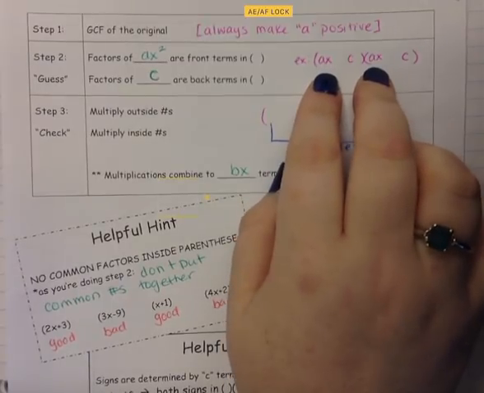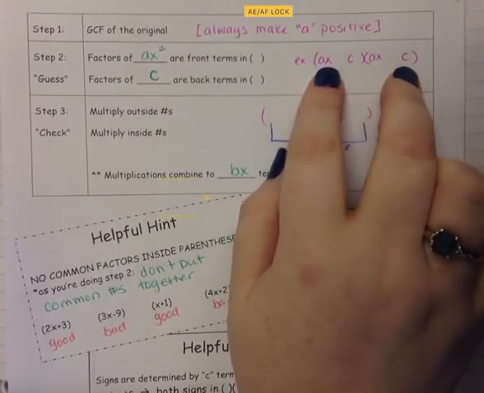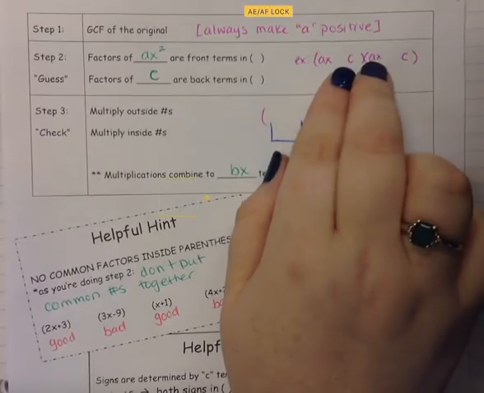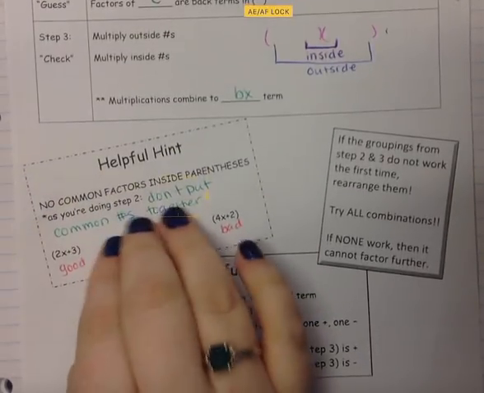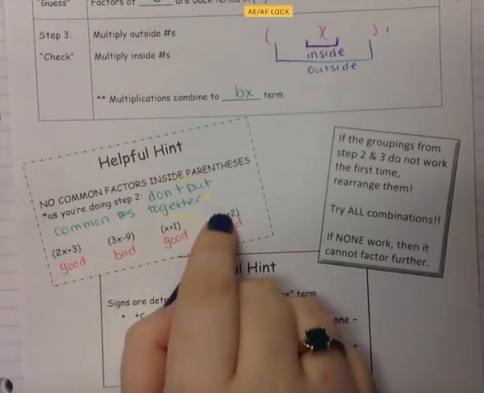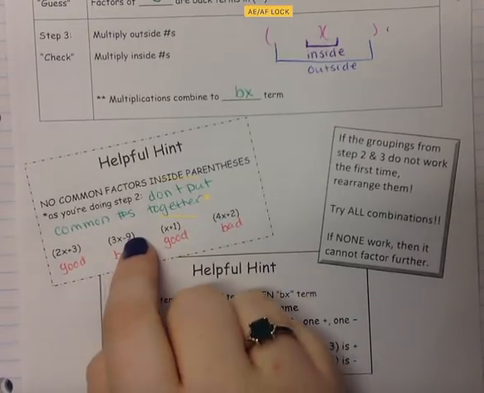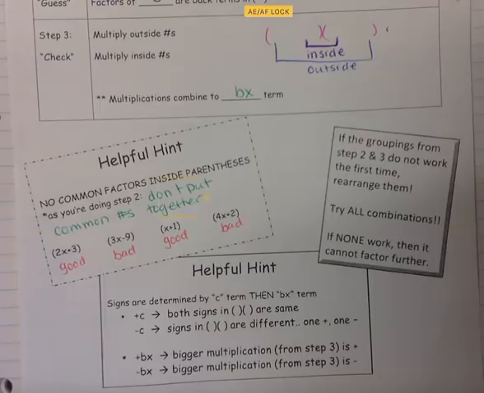But once you get really good at determining your multiplications of them, it'll make a lot more sense, and the signs will also help you. This part will help you as well because you know that you can't put even numbers together, and if they have anything in common, you know you don't want to put them together.